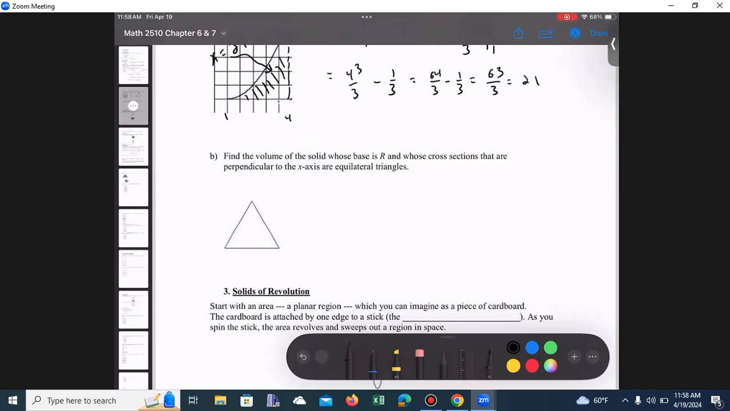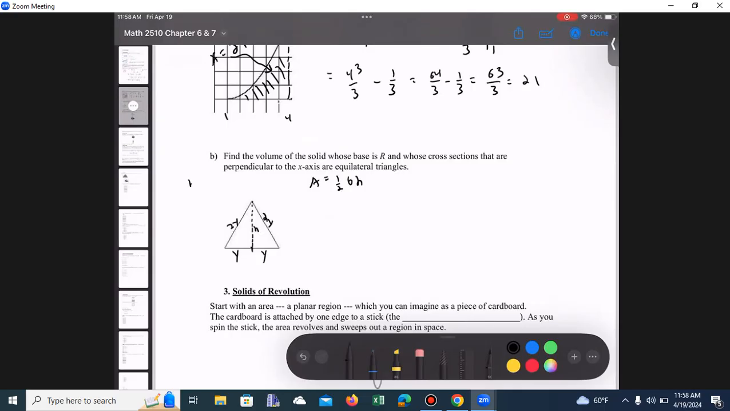Now the area here is 1/2 base times height. For our base, this is going to be our height. We're going to let this be y. So the whole base is 2y, so these sides are 2y.